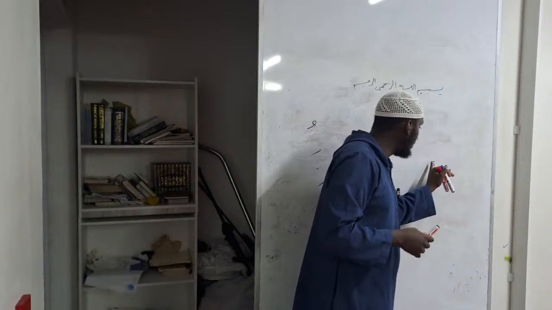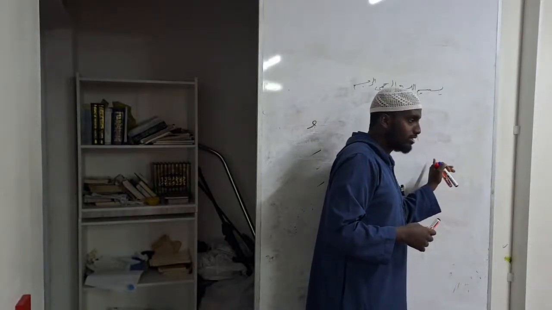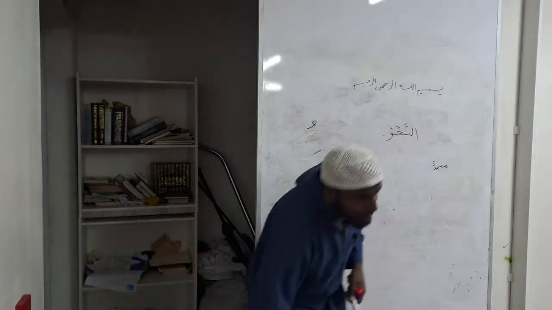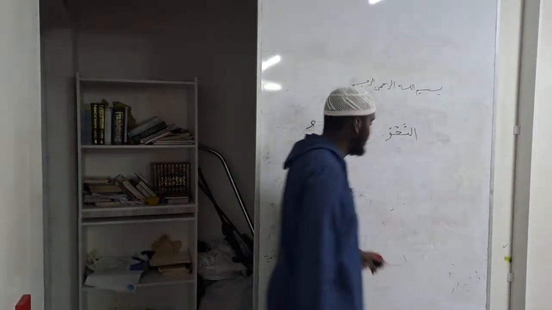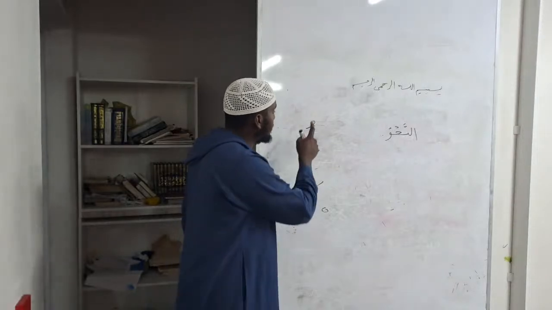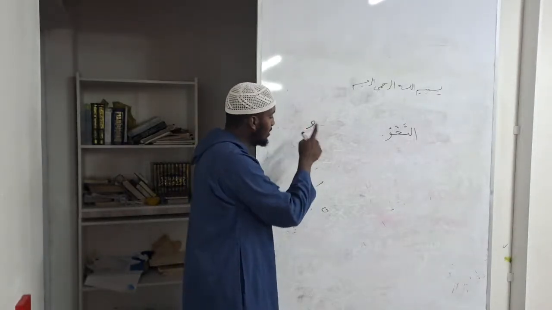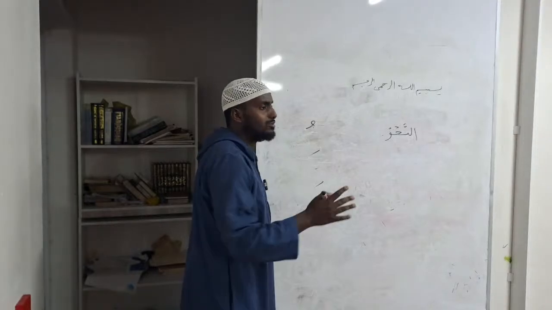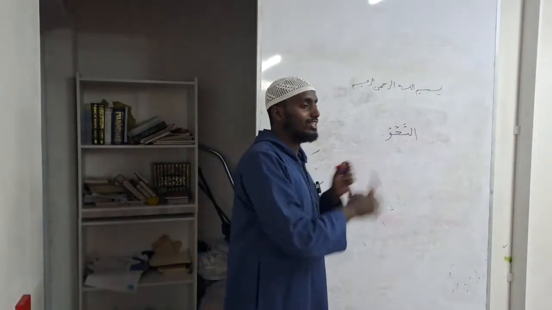So the sign for raf now we know it's a what? With marfu' it's a dhamma. But later we learn about other signs. But when it comes to bina, meaning the word is built, it cannot change. So we either say the word is built upon a dhamma, a fatha, a kasra, or a sukun. What does this mean? This word will always have that.